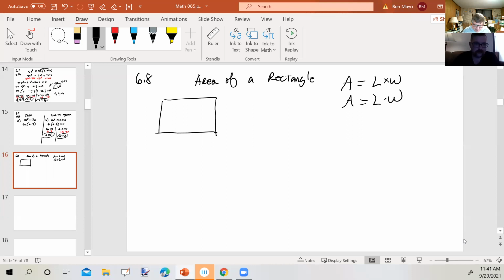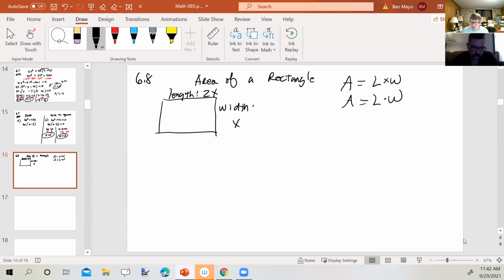And their length is twice the width. We'll call this the length, and this the width. If their length is twice the width, the length is being compared to the width. If we call the width x, the length would be twice that, or 2x. It says the length is twice the width.